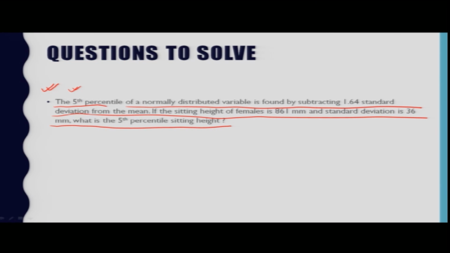So, the 5th percentile of a normally distributed variable is found by subtracting 1.64 standard deviations from the mean, and if the sitting height of the females is 861 mm and the standard deviation is 36 mm, what is the 5th percentile sitting height? So, I am giving that question to you, you just solve it and practice it.